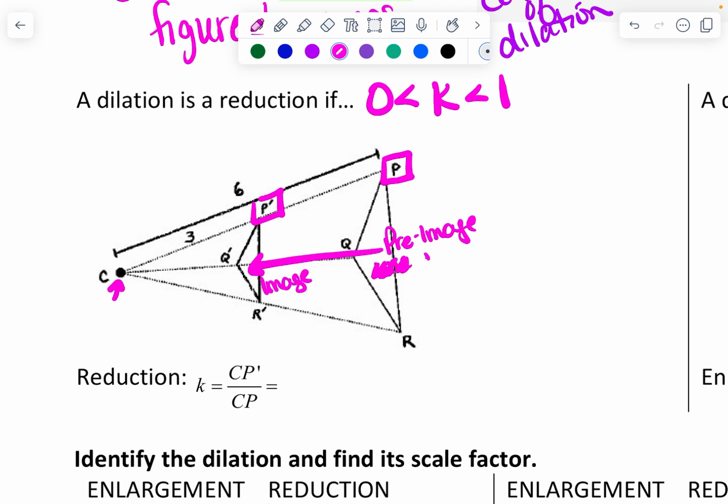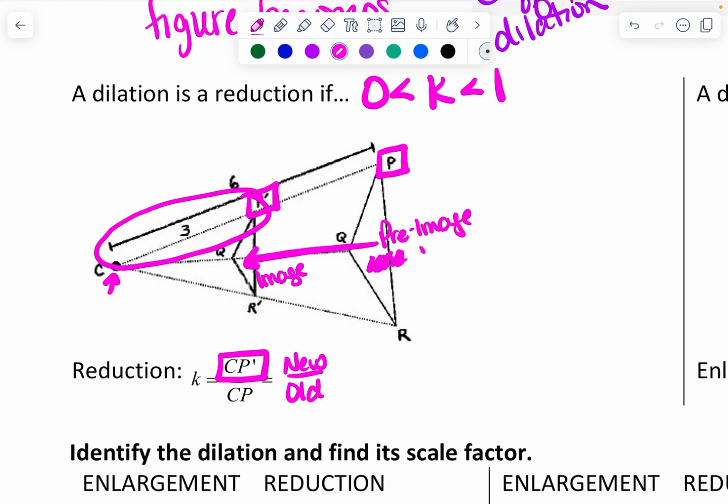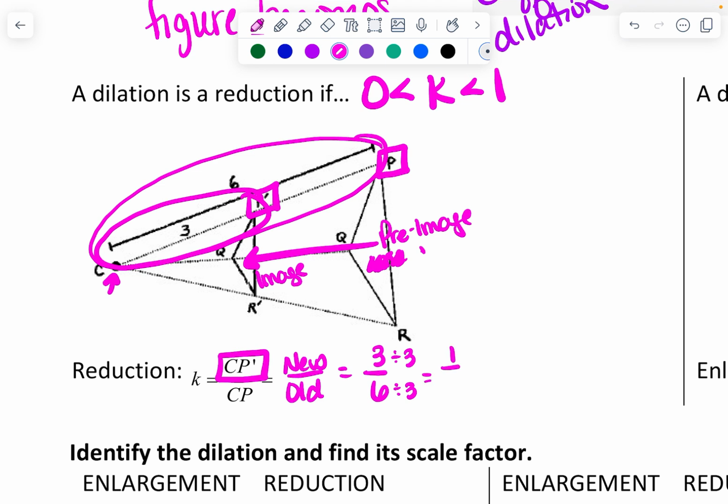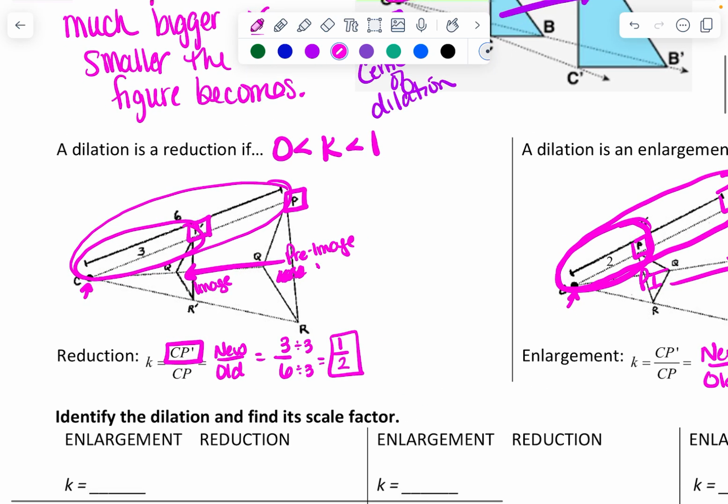Okay, so to find again the scale factor, we go from the center to P prime. Well, again, if we want to think new over old, our new length here to P prime is going to be 3 over our original is going to be 6. Let's go ahead and simplify that, divide each of those numbers by 3, and we should get 1/2. And so our scale factor here is 1/2. Think of it as the triangles are getting half as big. Also, the distance from that center of dilation is getting half as long.